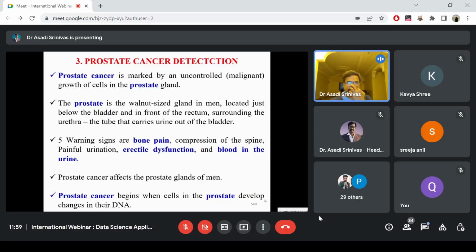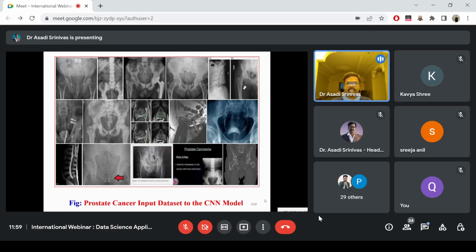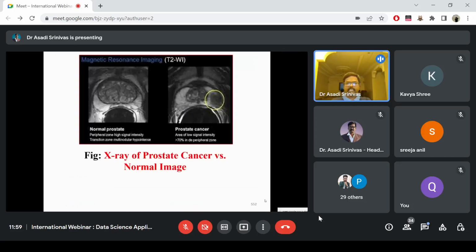Then prostate cancer. I have collected all the symptoms of prostate cancer, and these are the images of the prostate cancer input data set. This is the training data set I have taken. These are X-rays of prostate cancer, and finally I'm detecting whether it is a prostate cancer image or a normal image.